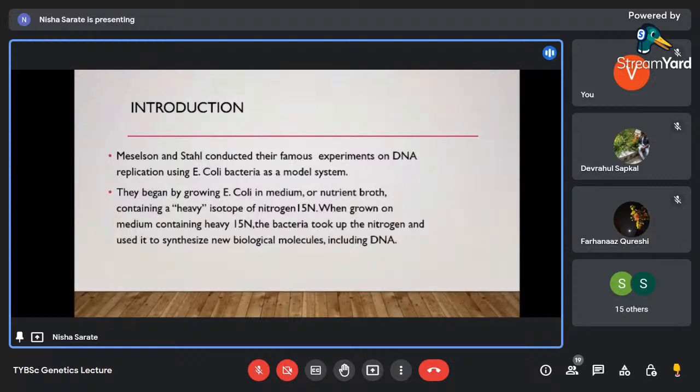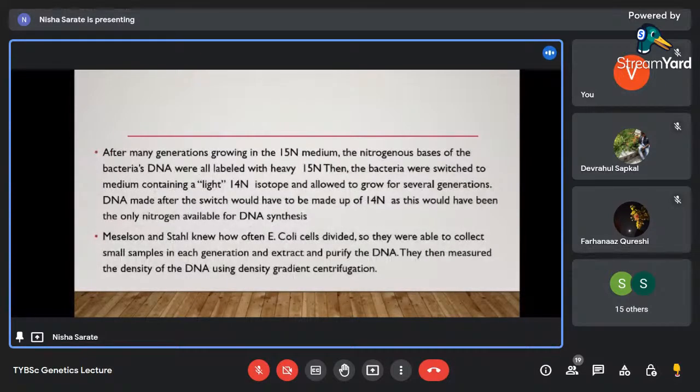They began by growing E. coli in a medium, or nutrient broth, containing a heavy isotope of nitrogen, N15. When grown on medium containing heavy N15, the bacteria took up the nitrogen and used it to synthesize new biological molecules, including DNA. After many generations growing in the N15 medium, the nitrogenous bases of the bacteria's DNA were all labeled with heavy N15. Then the bacteria were switched to medium containing the light N14 isotope and allowed to grow for several generations.